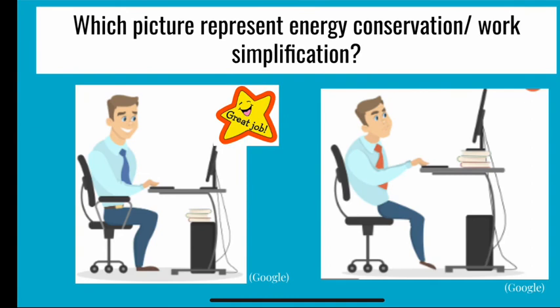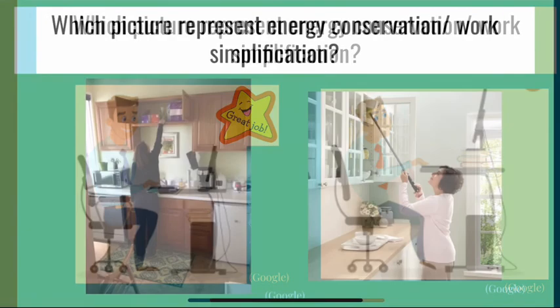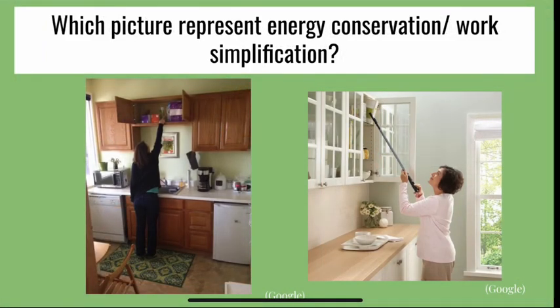And that is correct. The gentleman on the left side is displaying good posture by sitting straight up with his full back against the chair. He is also reducing the risk of back pain and body strain. And lastly, let's review these two pictures. Which picture represents energy conservation and work simplification?